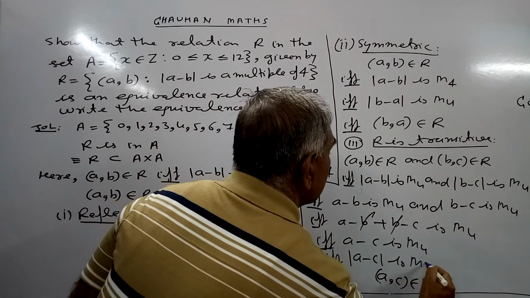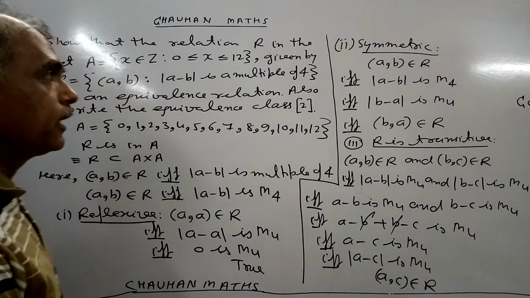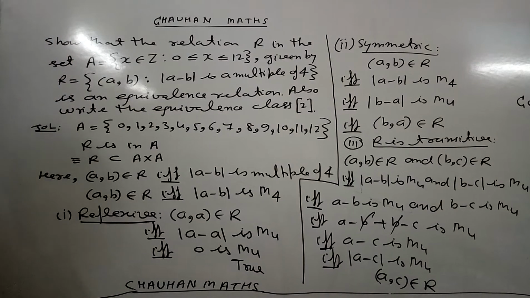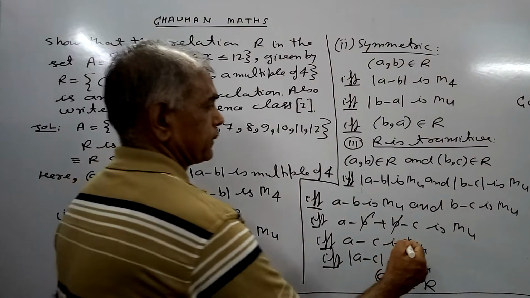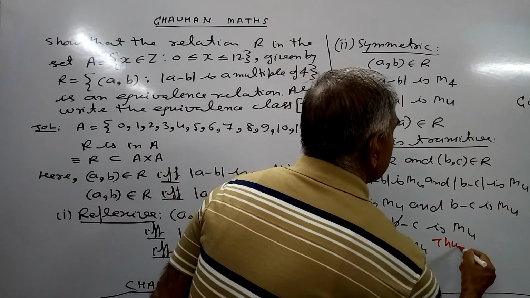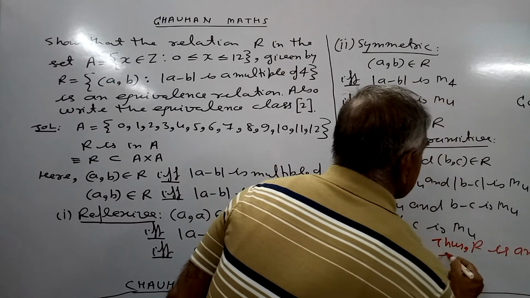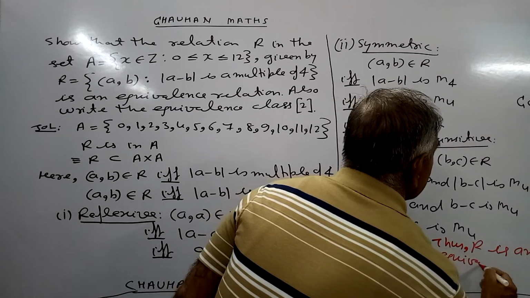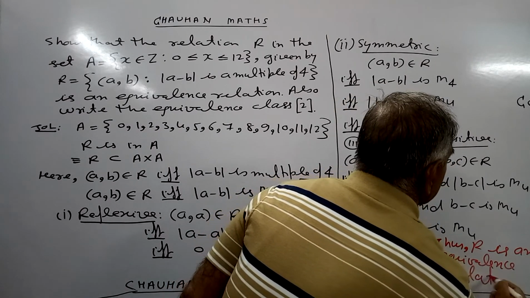is multiple of 4, and that means A is related with C. Therefore relation has become transitive also. Hence we can say R is an equivalence relation. Thus we can say R is an equivalence relation.